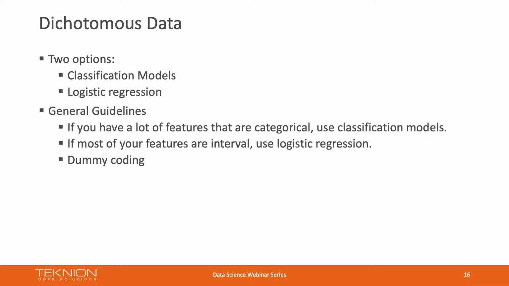So here's the general guidelines. If you have a lot of features that are also categorical, meaning predictor variables that are also categorical, in that case it makes a lot more sense to use classification models. However, if most of your features are on an interval scale, then you would want to use logistic regression. And here's why: the dummy coding is the real reason behind this. So let me show you what dummy coding is.